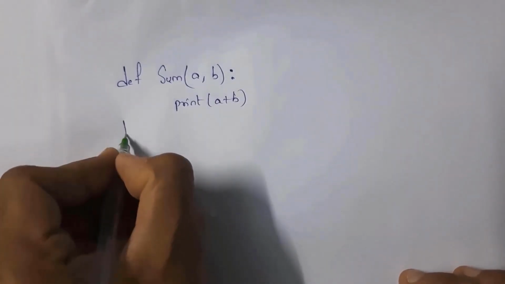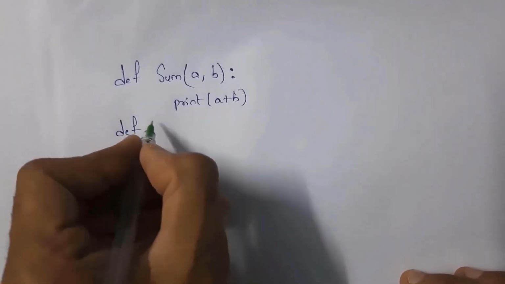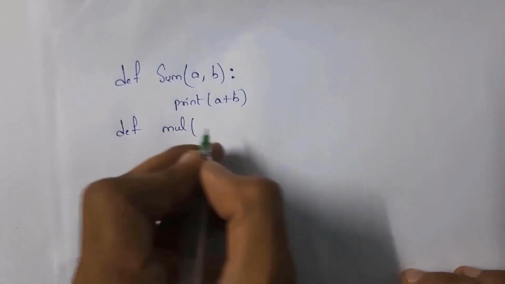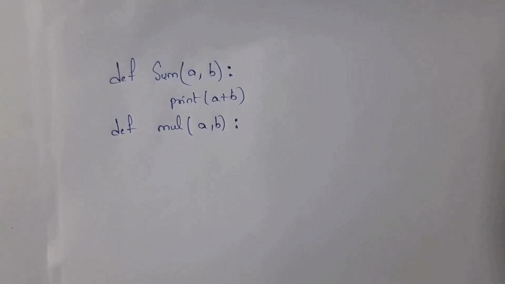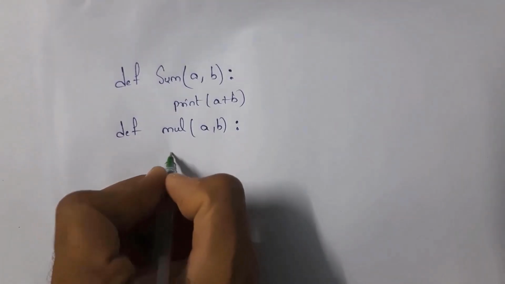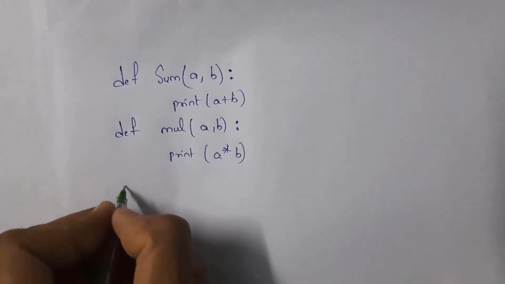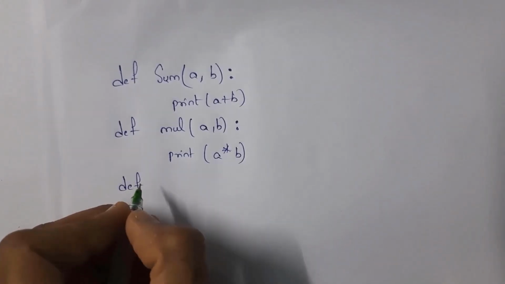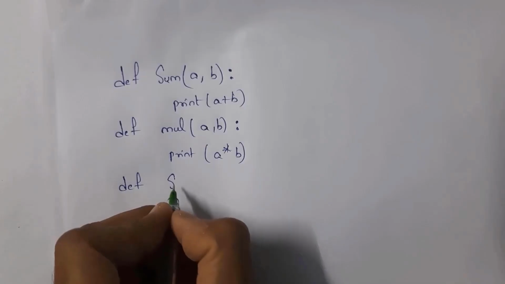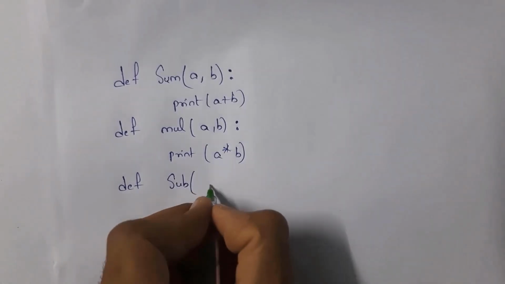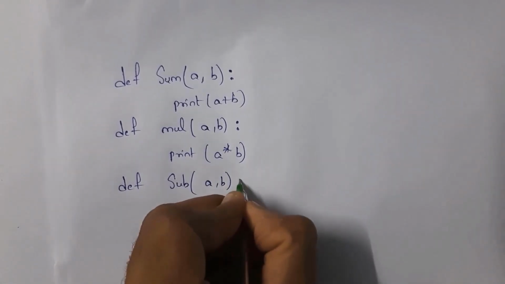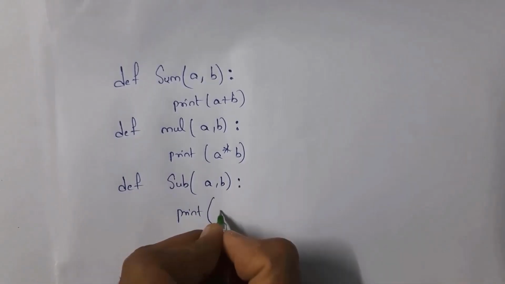Similarly, I am creating another function. Now I want to perform multiplication. You can give any name. I gave the function name as mul, and inside this mul I am passing two parameters, a, b, and a colon. Inside this write print a into b, that is a asterisk b. Similarly, I am creating another function to perform subtraction. I am giving the function name as sub. Inside this I am passing two parameters, a, b, a colon, and write a minus b.